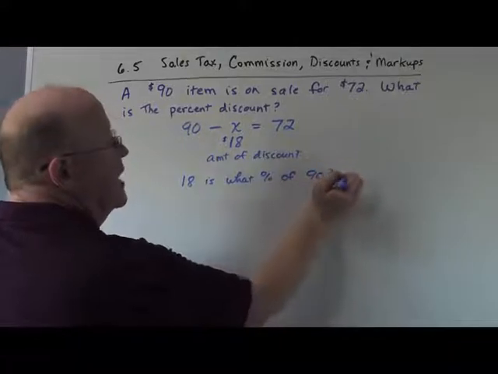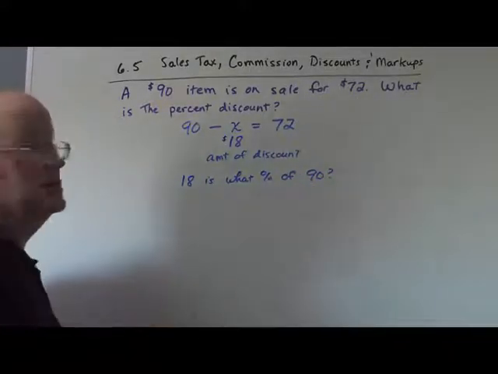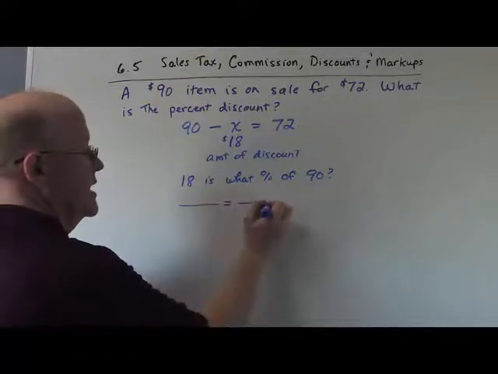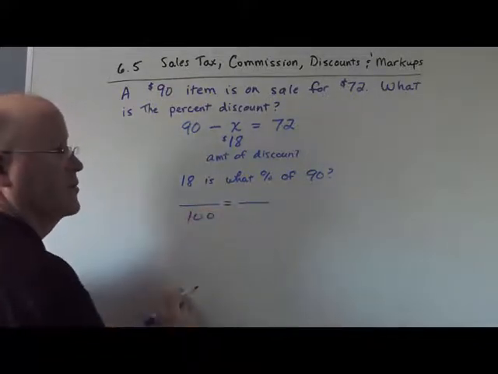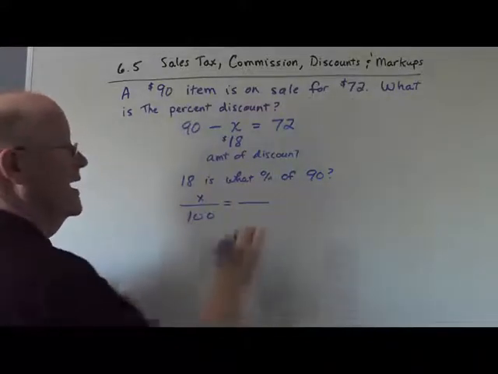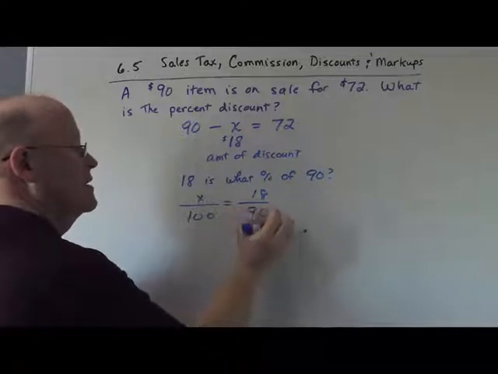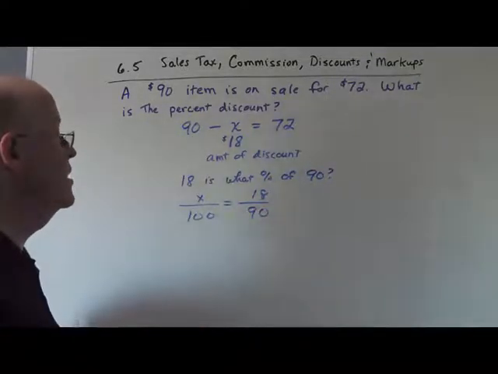It's always going to be out of the original price. So I have a simple sentence here. Let's write this as something over 100. We're missing the percent number, so X goes in the numerator. 18 is out of 90. The 90 is the of number going in the denominator.